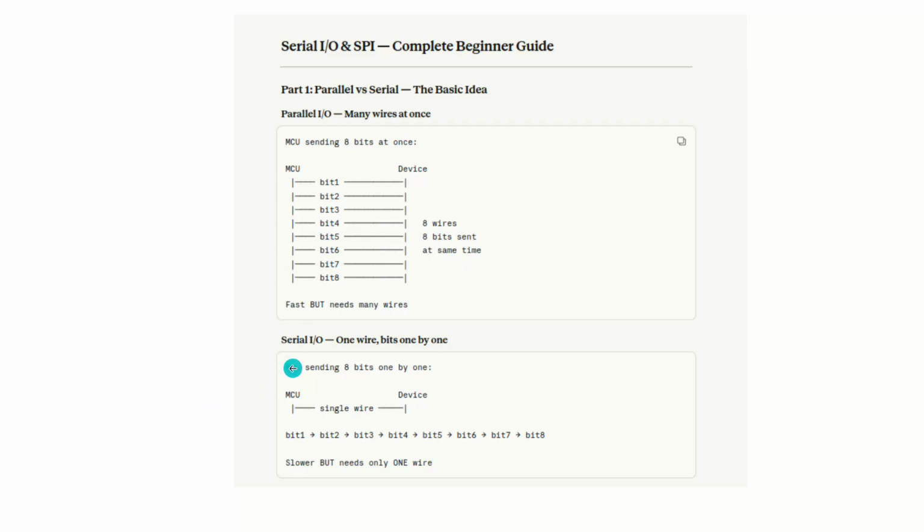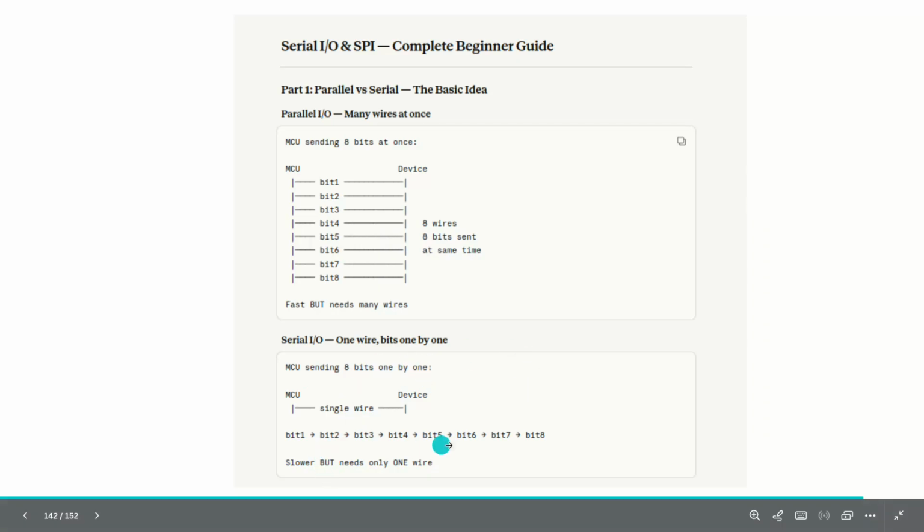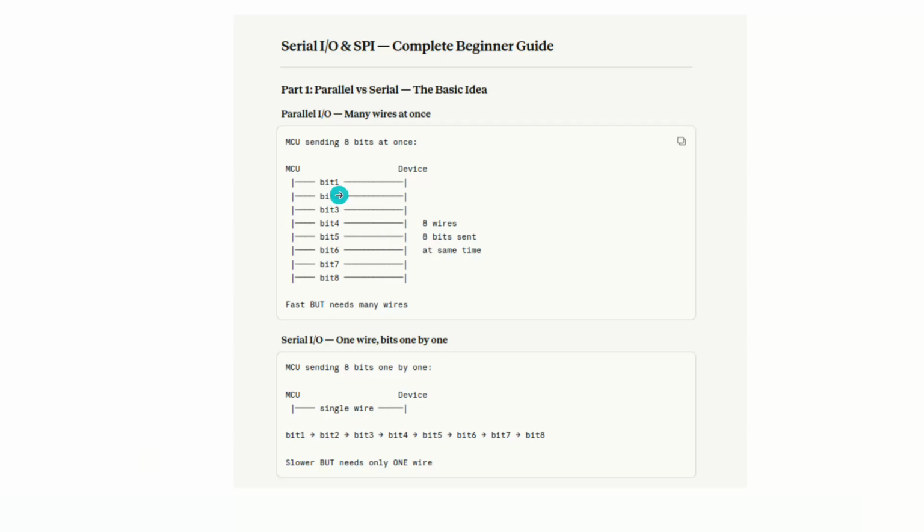But if you see serial IO, a single wire is there between the MCU and the device, and the MCU is sending 8 bits one by one. It is slower but needs only one wire. So this is the difference between parallel versus serial IO.